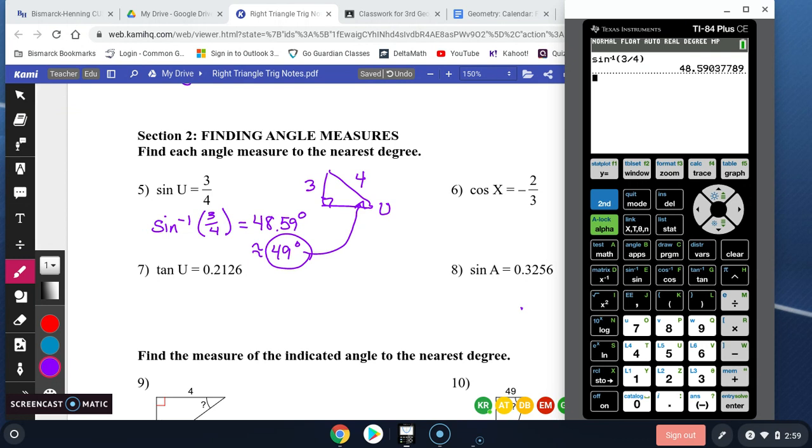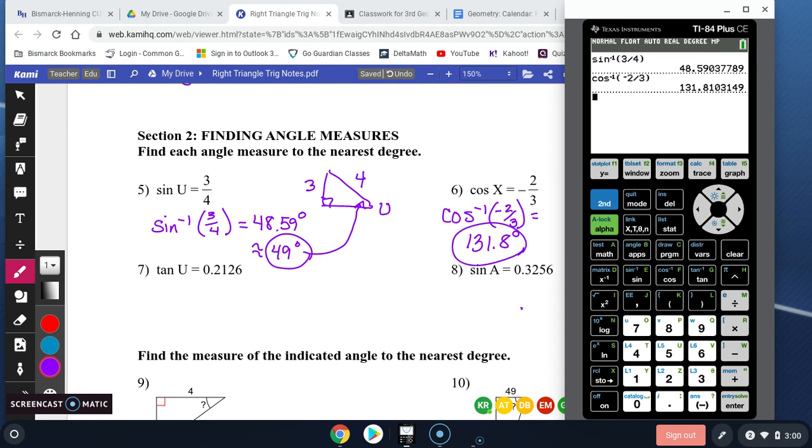Okay, so number 6, do the same thing, but you're going to go second cosine, because you want inverse cosine. So you're going inverse cosine of -2 divided by 3. So -2 divided by 3, and enter, and you get 131.8 degrees, or it'd be 132 degrees.